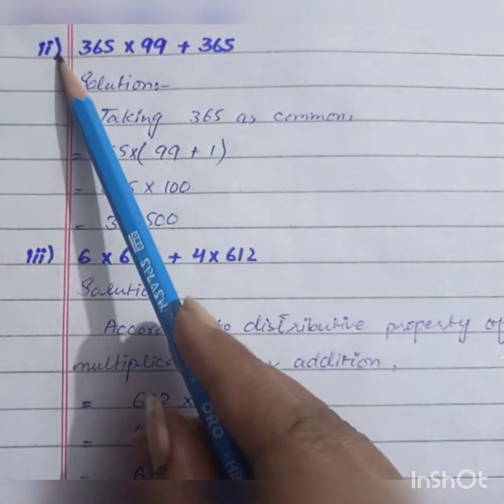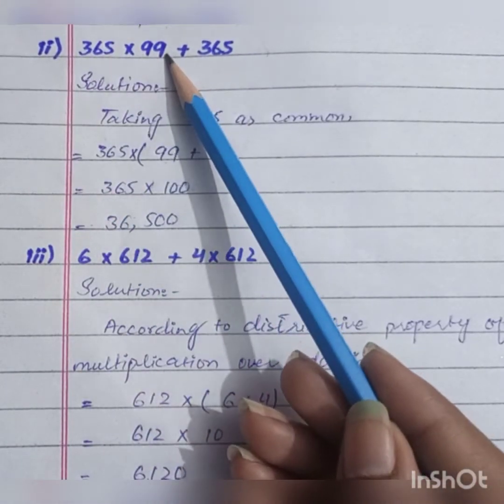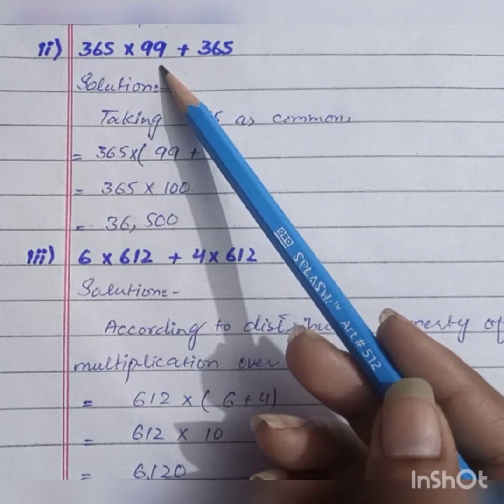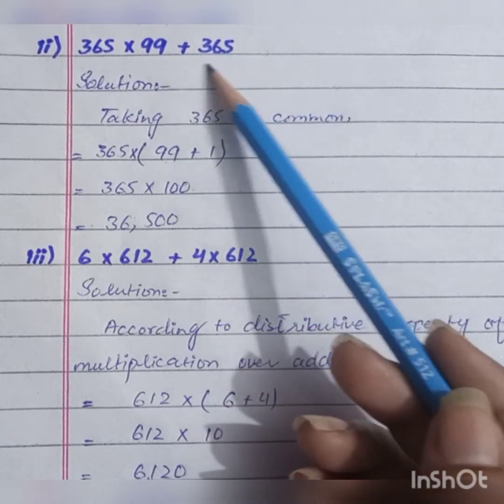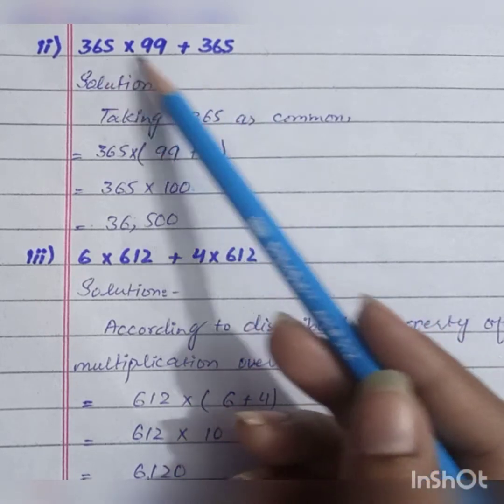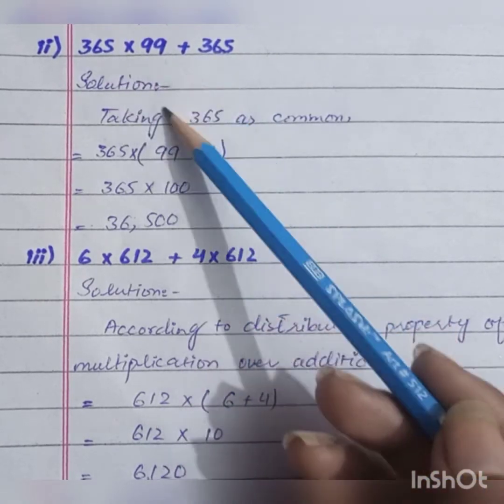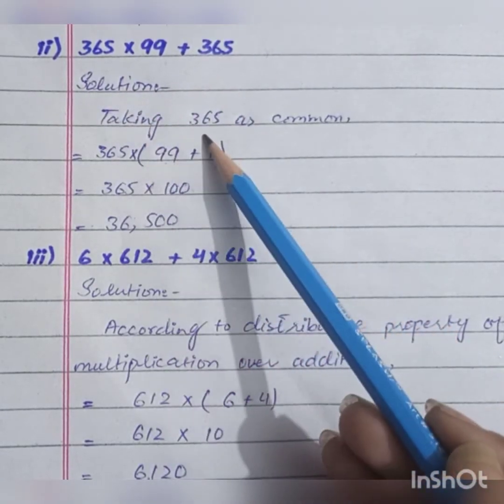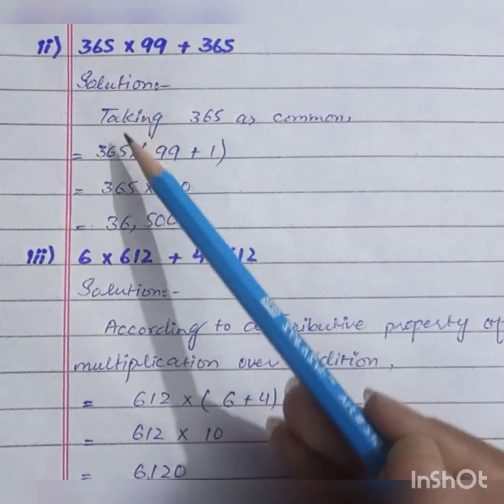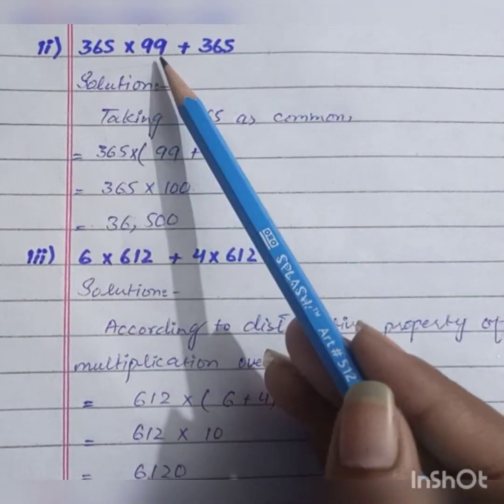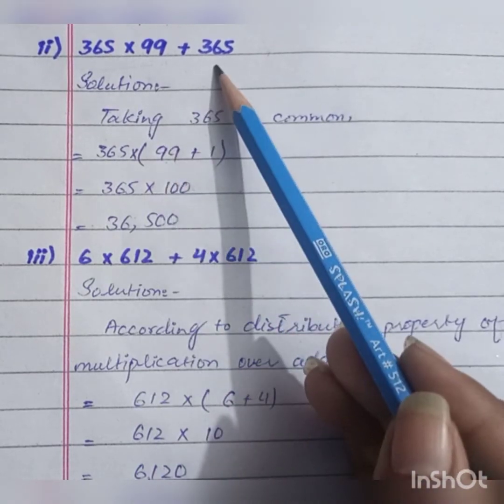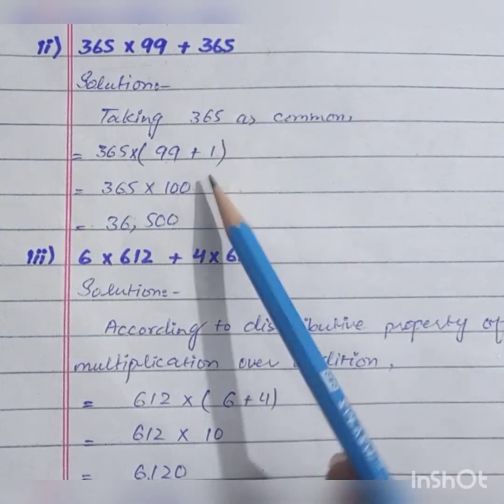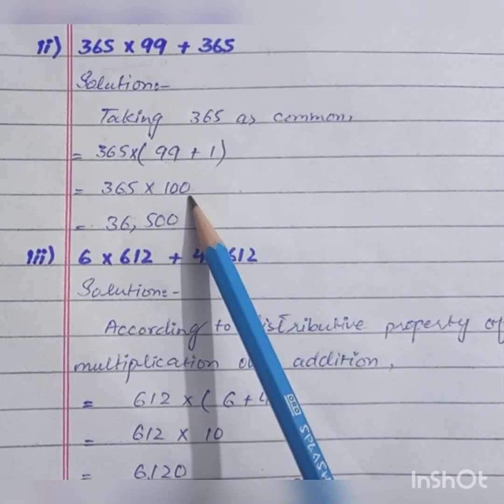Now let's move towards part number 2, which is 365 multiplied by 99 plus 365. And the solution is, we can see that in this value the number 365 is present, and here is also the number 365. Instead of multiplying and getting a large number, we can take 365 common as it is present in both of these values. Taking 365 as common, the remaining would be 99, and from the other term the remaining would be 1. Now add 99 plus 1, the answer is 100.